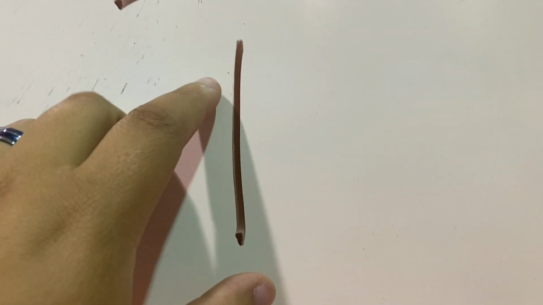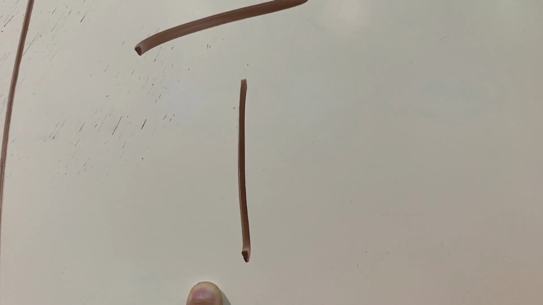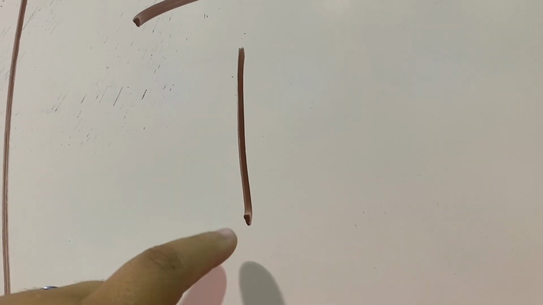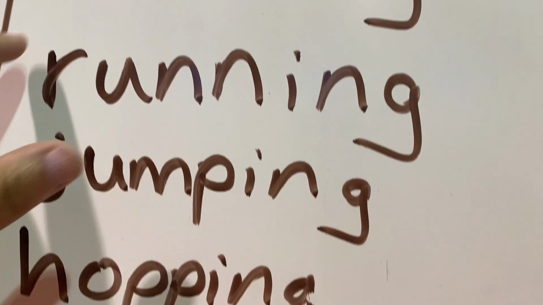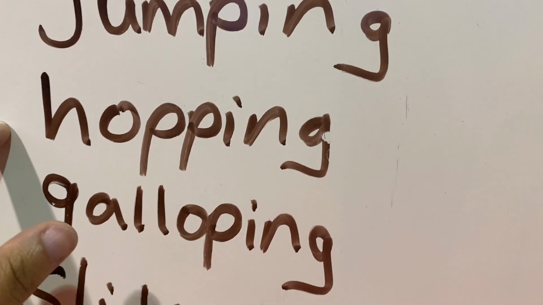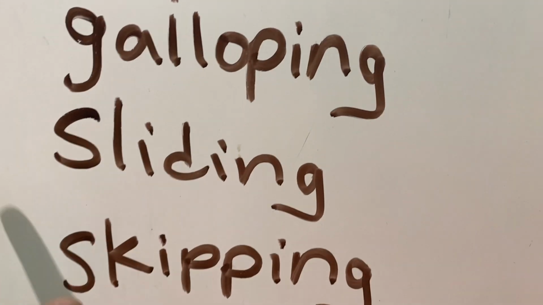The next pathway is a straight line. So all you're going to do is travel in a straight line, straight in front of you. You're going to do walking, running, jumping, hopping, galloping, sliding, and skipping.